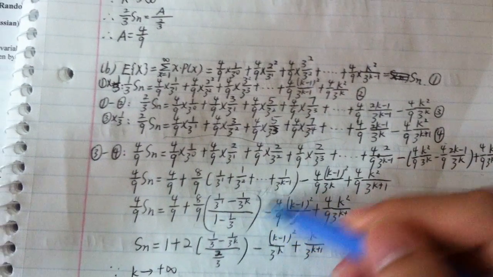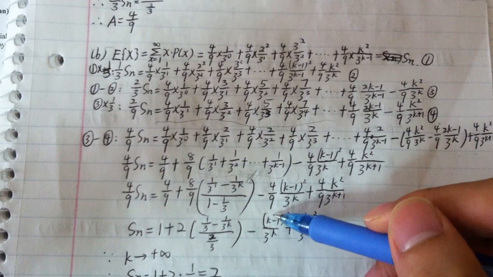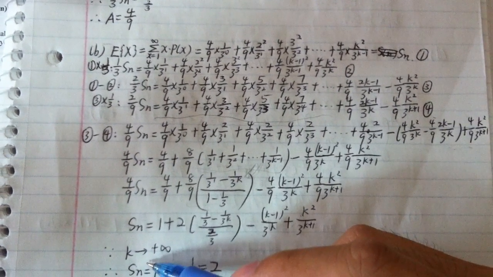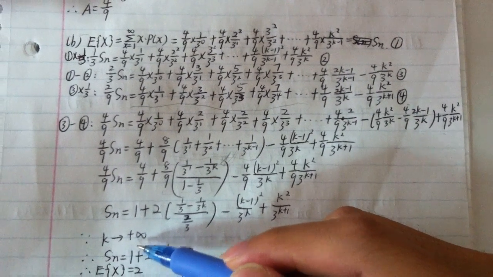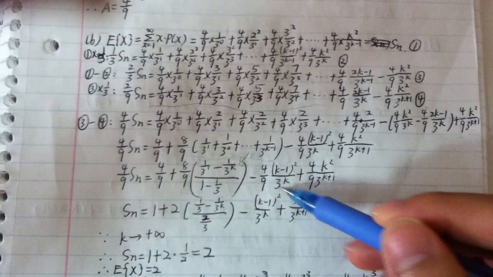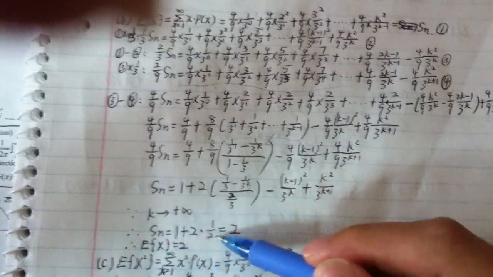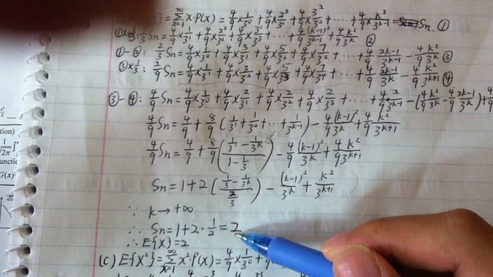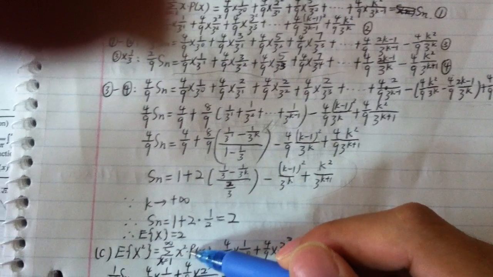We can simplify that to look like this, and then because k tends to infinity, this one equals 0 and this one equals 0, so we get Sn equals 2, meaning that the mean of x equals 2. Let's begin the third question.